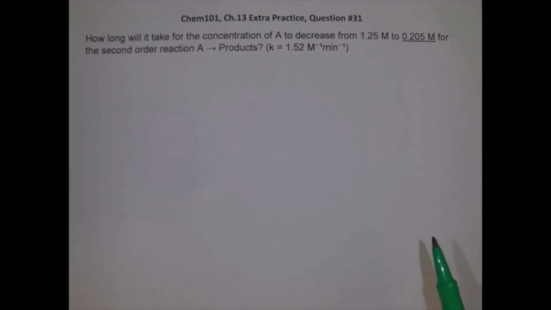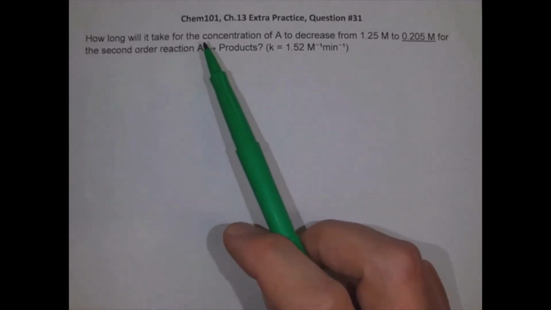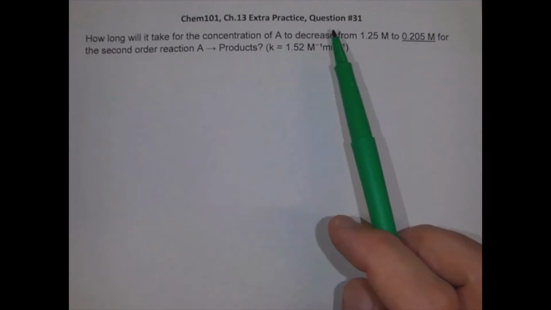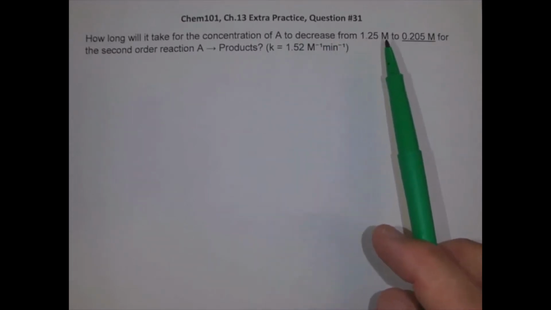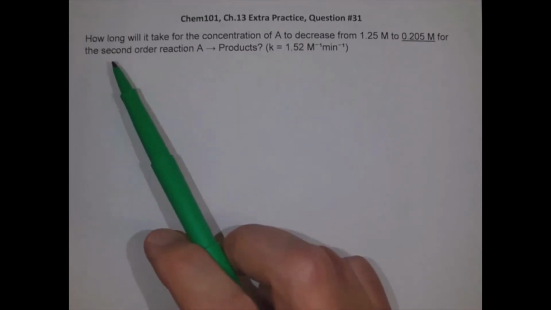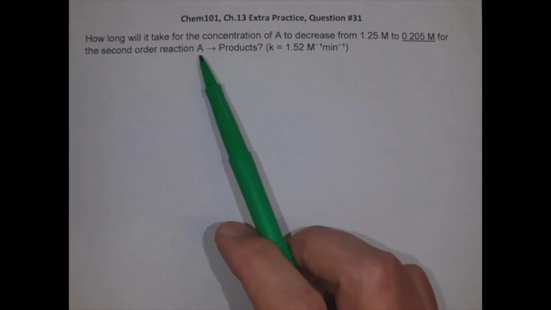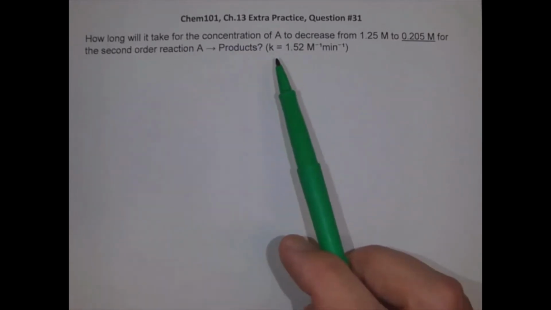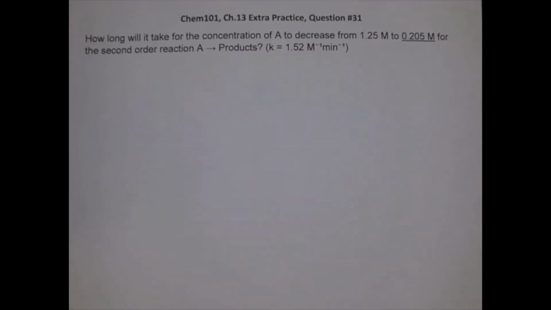Okay, in this question, we are asked how long will it take for the concentration of A to decrease from 1.25 molar to 0.205 molar for the second order reaction, reactant A becoming products. And we're given the rate constant, 1.52 inverse molar inverse minute.